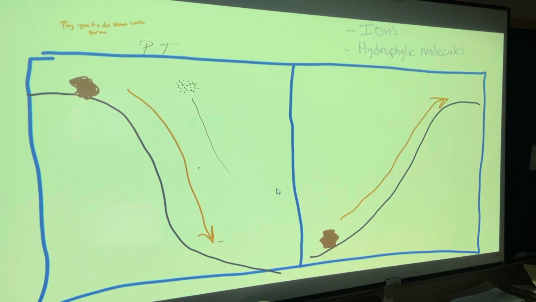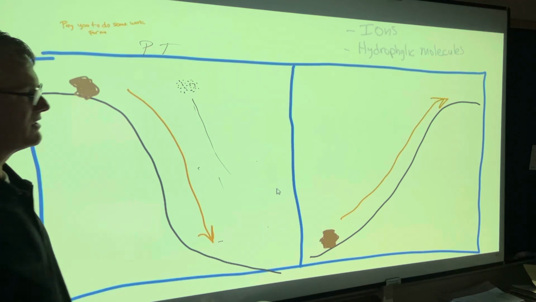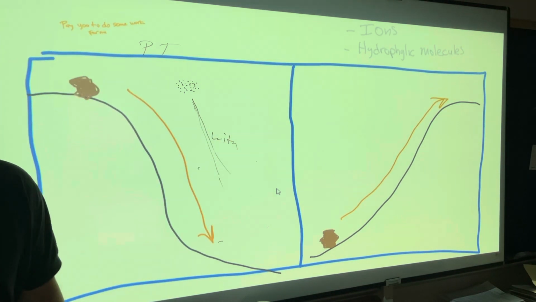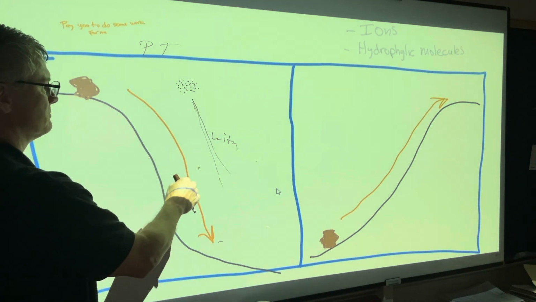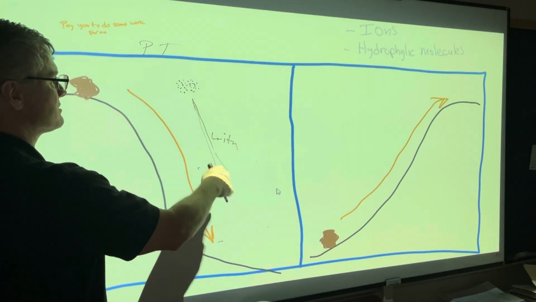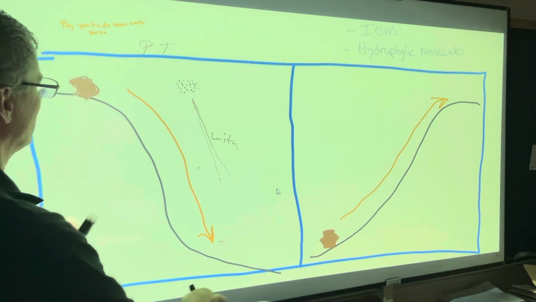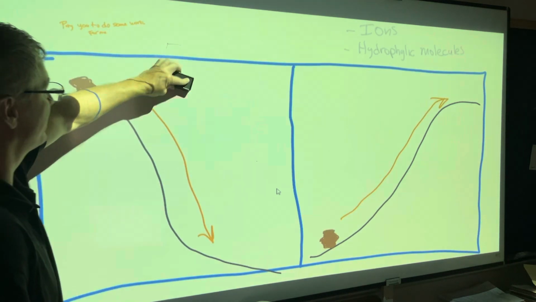Now, this is down the gradient, or you could say it's with the gradient. Okay? Maybe write that down. That would be a good thing to remember. In passive transport, like diffusion, some forms of osmosis, it's going to go with the gradient. It's going to go downhill, like you push the rock off the hill. It's going to go that way. It doesn't require any energy.